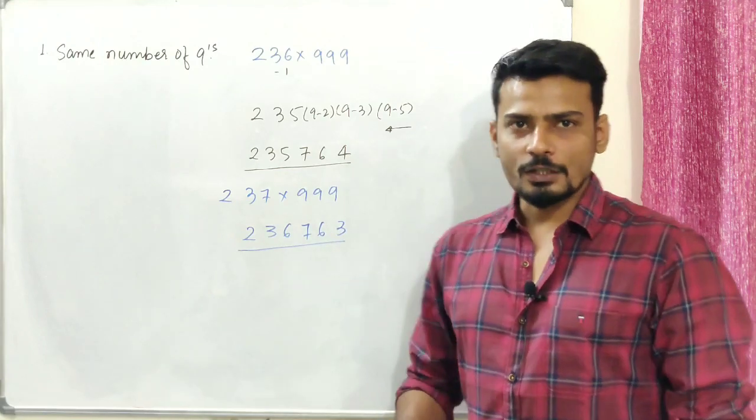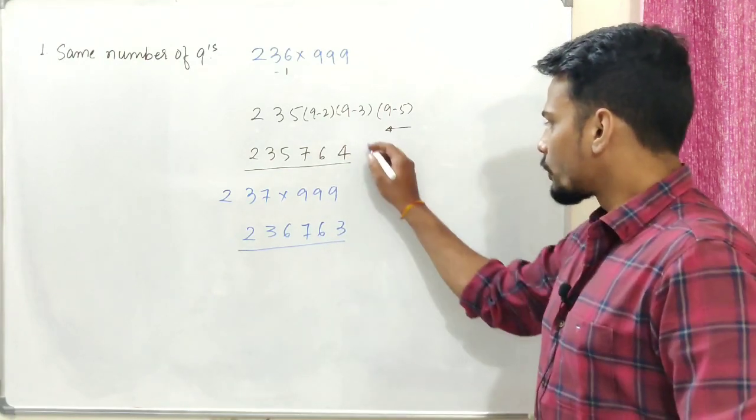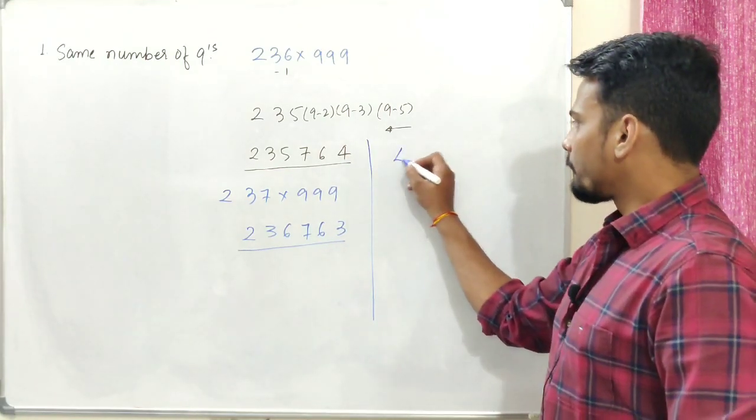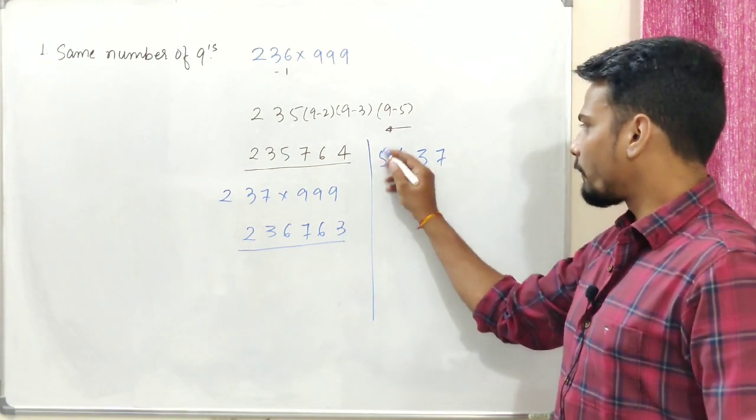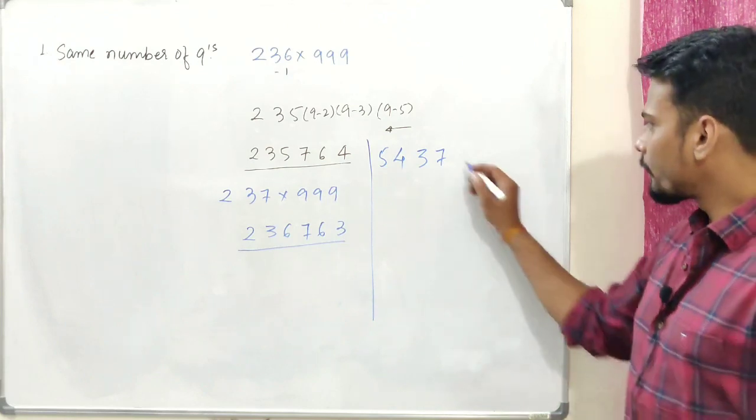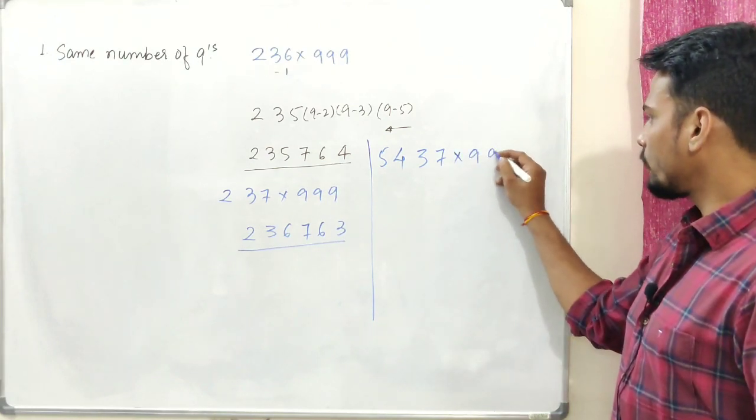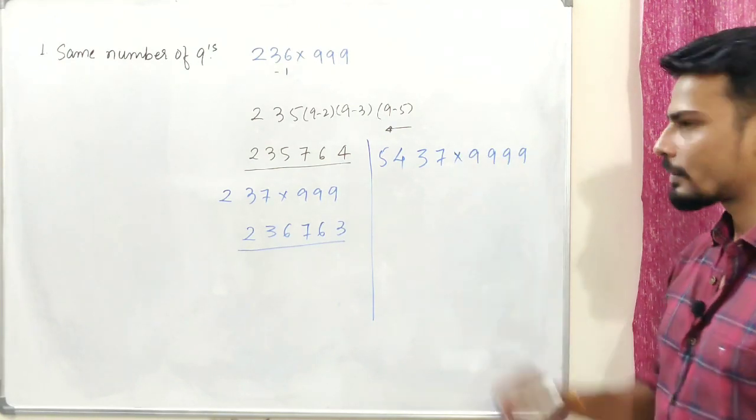Let us do one more example. Let's say 4307. Let's increase one more number. Let's say 5437 times, and I'm going to have four 9s: 1, 2, 3 and 4.